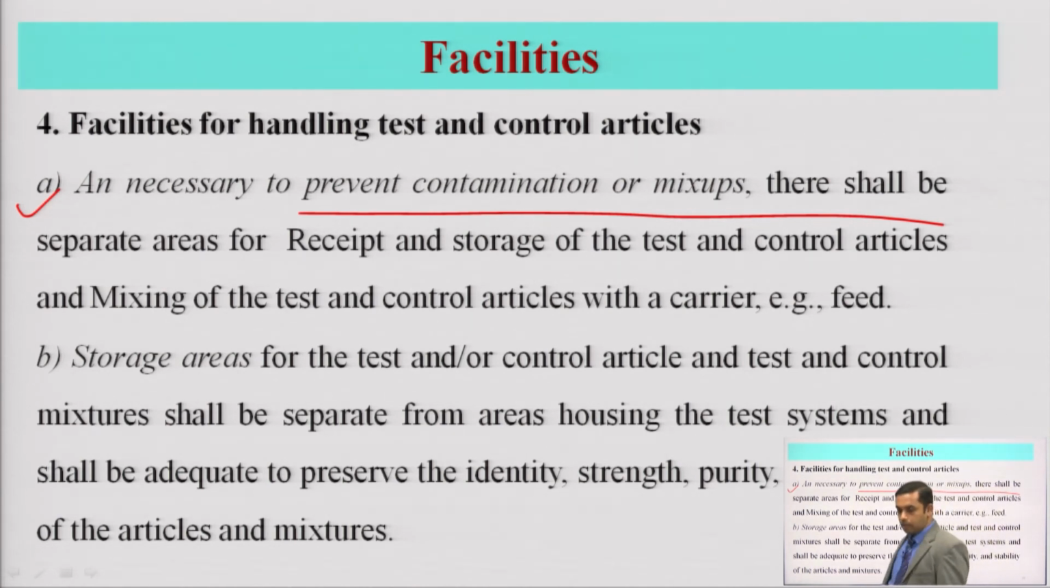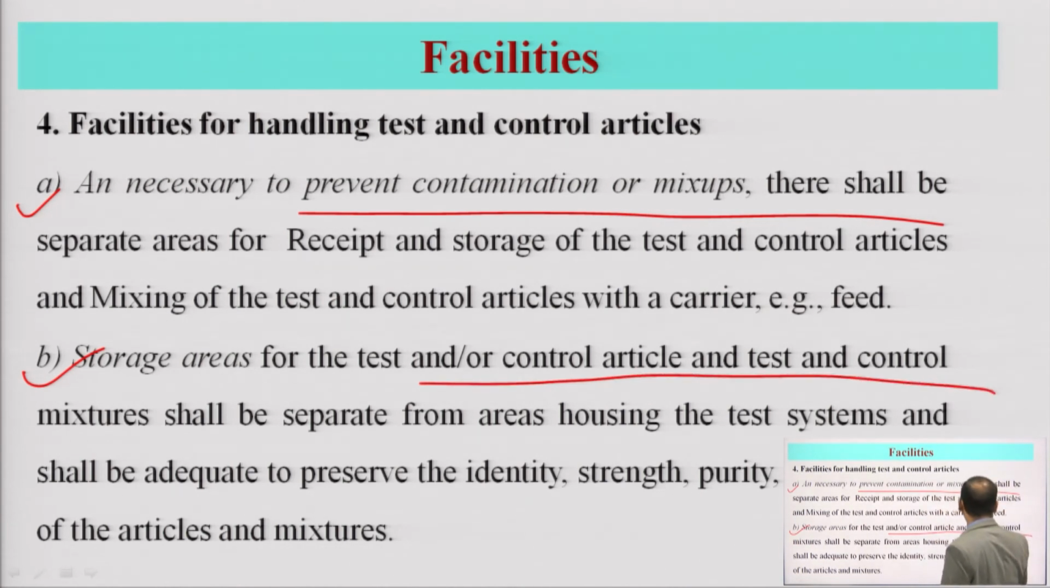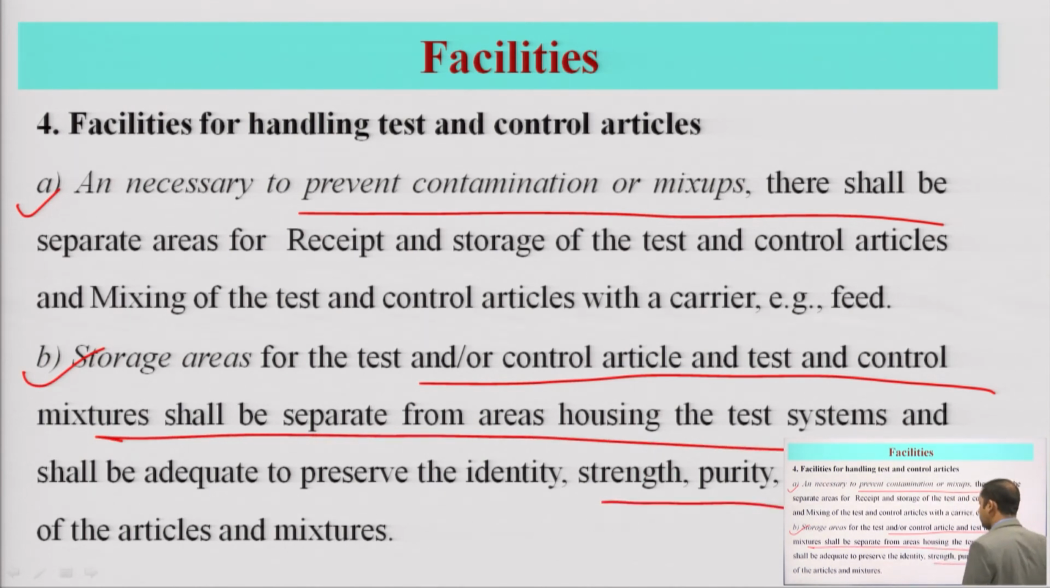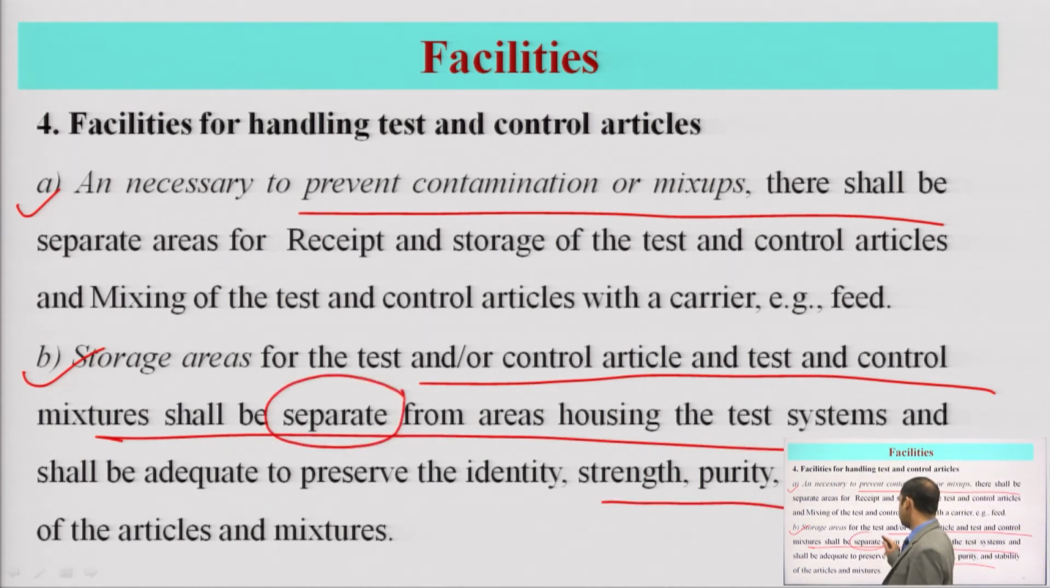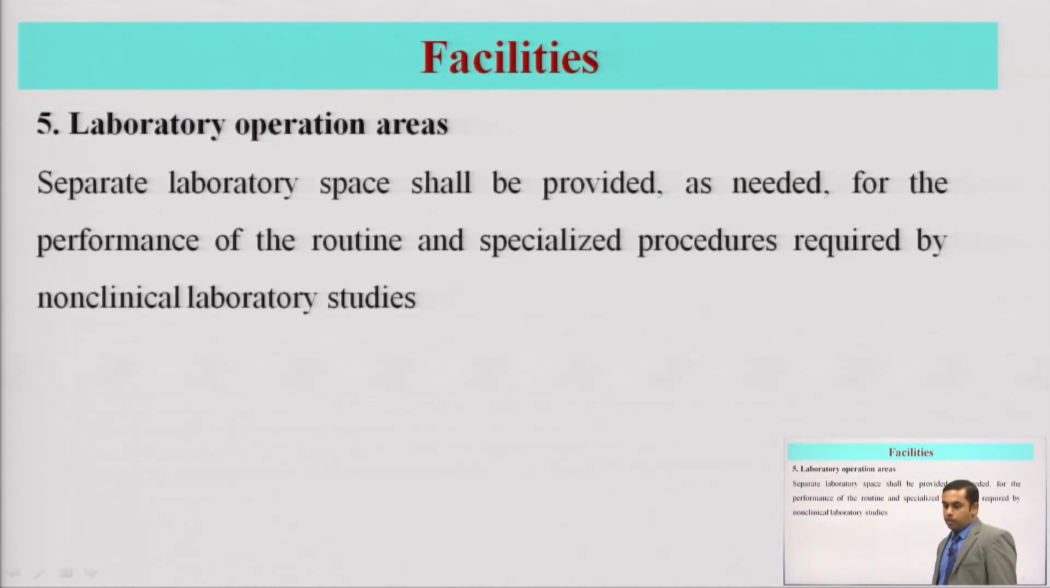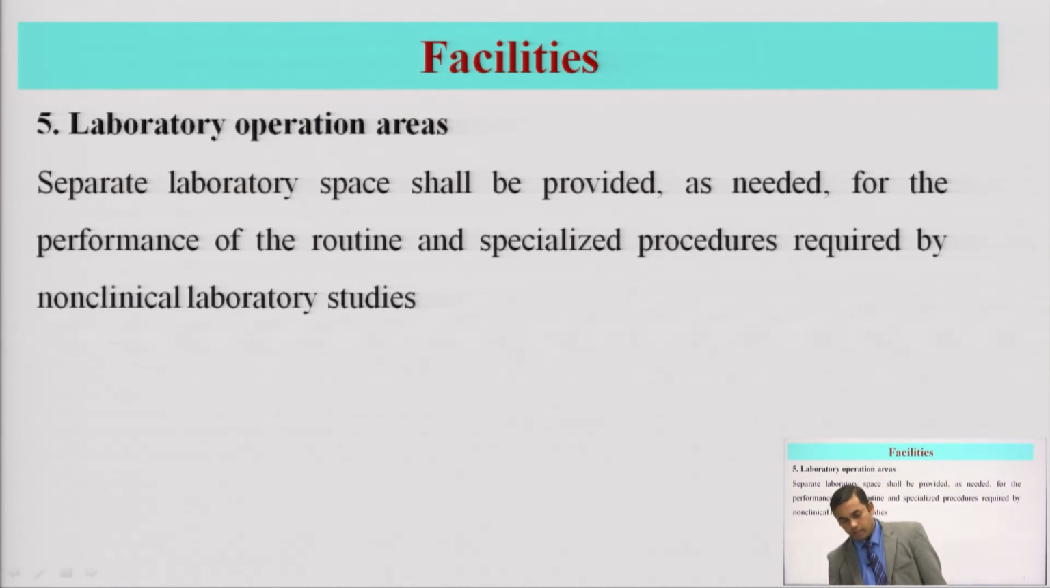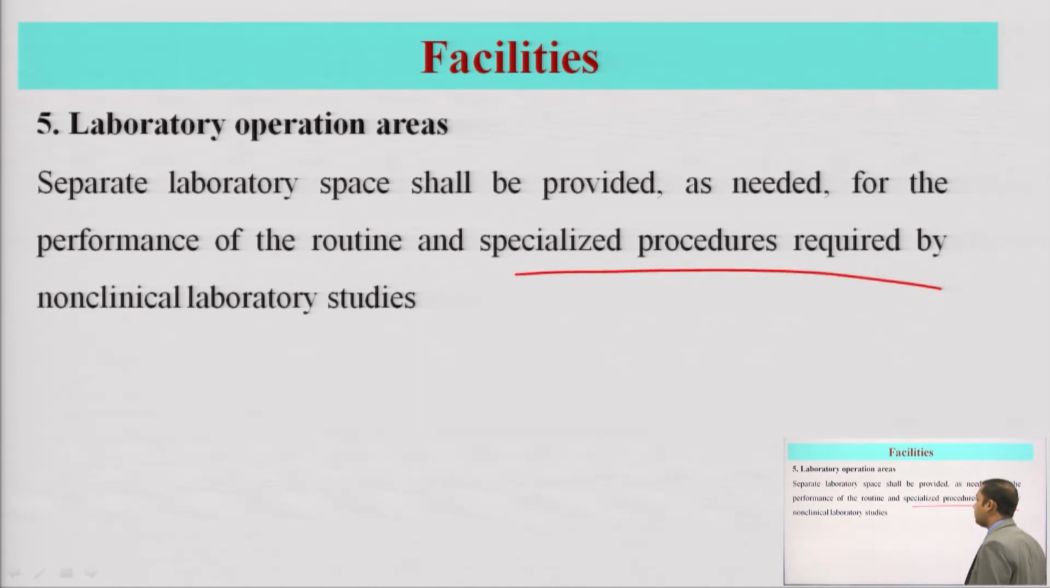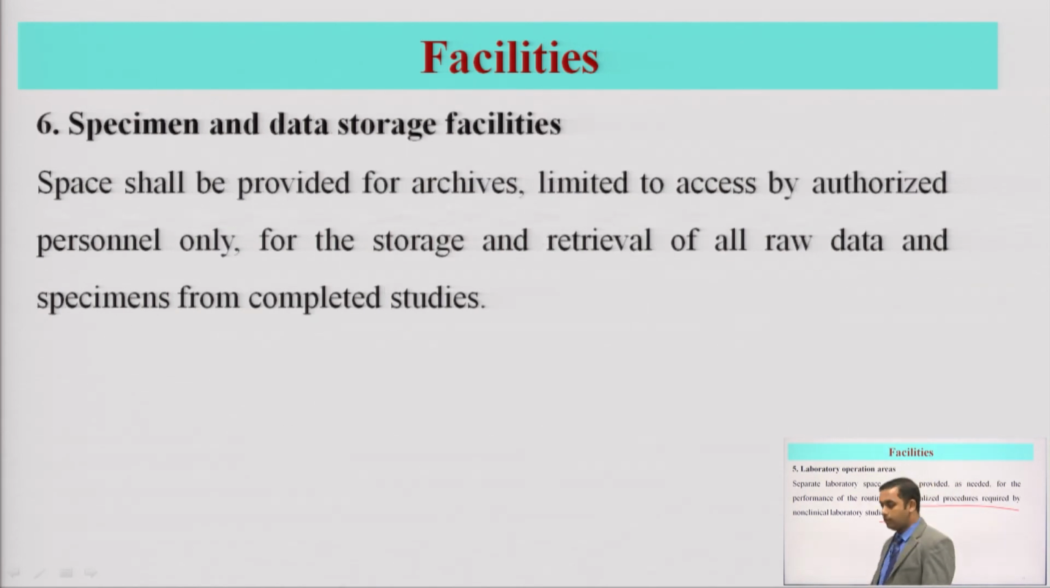There shall be separate areas for receipt and storage of the test and control articles. The storage areas for the test and control articles and the test and control mixtures shall be separated. Okay, everywhere you are observing the separation to preserve the identity, strength, purity and other characteristics of the articles and mixtures. Laboratory operation areas, where you will perform your laboratory activity: separate laboratory space will be provided as needed for the performance of routine and specialized procedures required by the non-clinical laboratory studies.